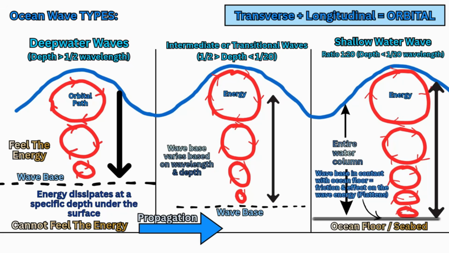The resulting behavior of this energy as it touches the seabed or ocean floor is that the orbital or circular motion of the energy particles as they propagate through the ocean is going to be affected by friction and contact with the ocean floor, making these orbital energy motions flatter and more elliptical. It's the friction and interaction with the ocean floor that's going to affect the particle motion within this shallow wave behavior.